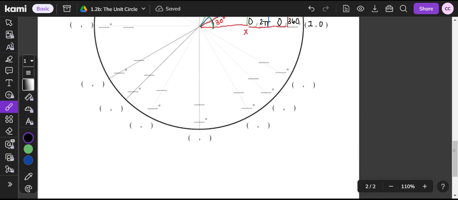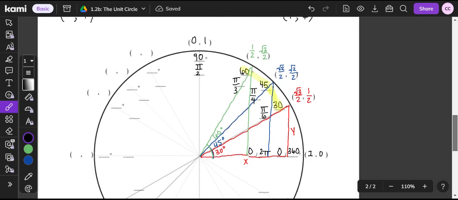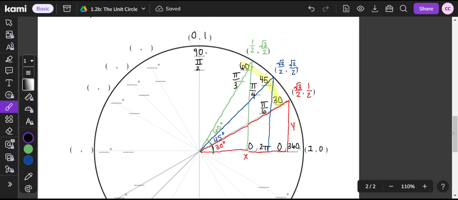In quadrant 3, both my x and my y are negative. And then in quadrant 4, I'm on the right side, so my x is positive. Oops, but I'm on the bottom, so my y is negative. All right, so go ahead and pause the video, see if you can fill out the rest of the unit circle. I will give you the solutions in 5, 4, 3, 2.